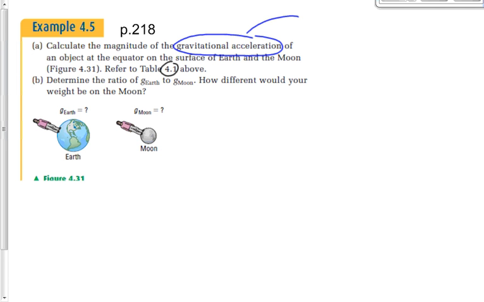The gravitational field. So we're looking for the acceleration due to gravity. That's what you would have called it on the third day of class this semester. Now we're calling it gravitational field. It's really the same thing. Okay, it's little g. We want to find it at the surface of the Earth and the surface of the Moon.